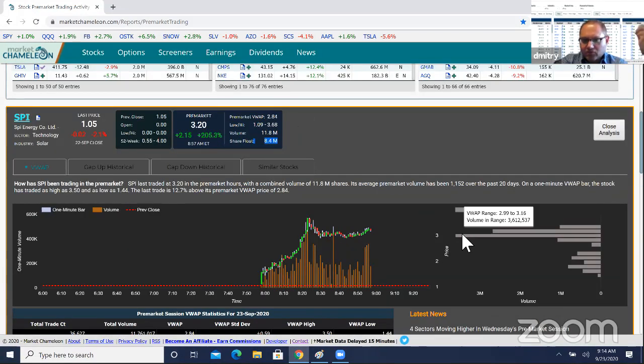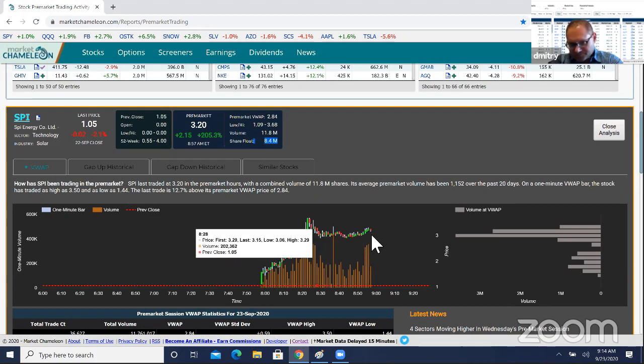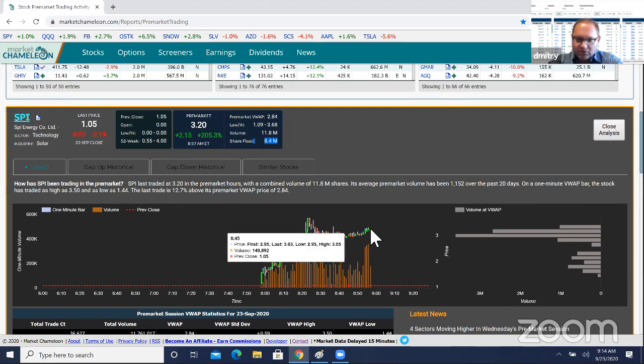But I see here the biggest VWAP bar between $2.99 and $3.16 on 3.6 million shares. This is what this chart looks like in the pre-market. So we see it just went way up to here and is settling up here for now. Let's take a look at what it tended to do after a big gap move to the upside. In the 52-week range, it traded as low as 55 cents, as high as $4, trading $3.20 right now. VWAP in the pre-market hours, $2.84.